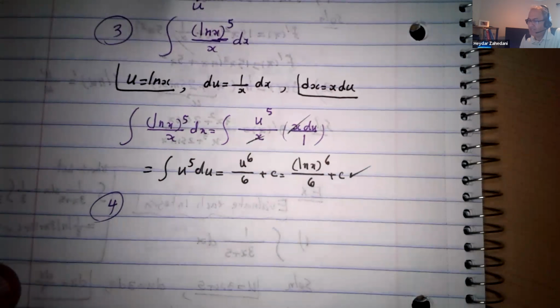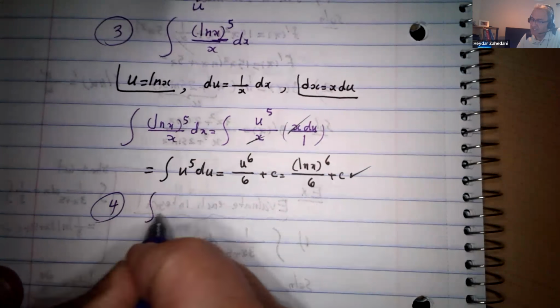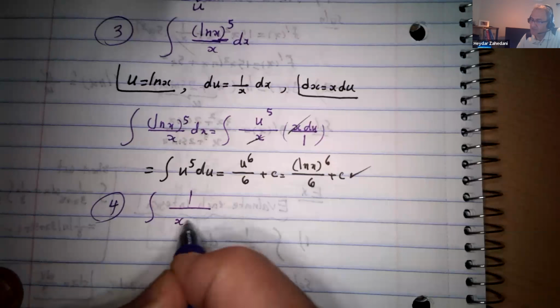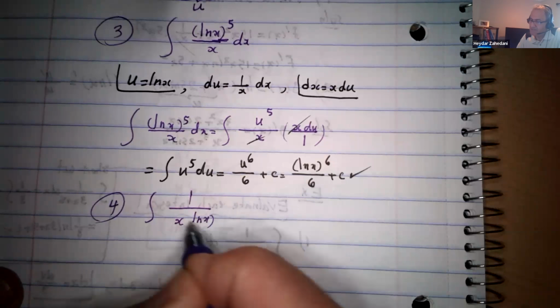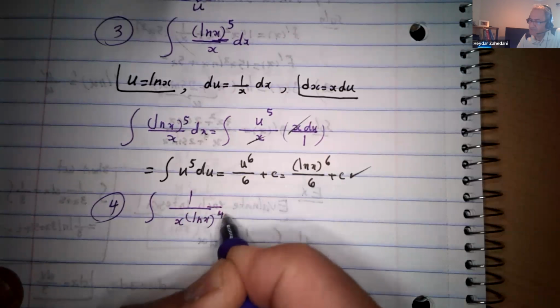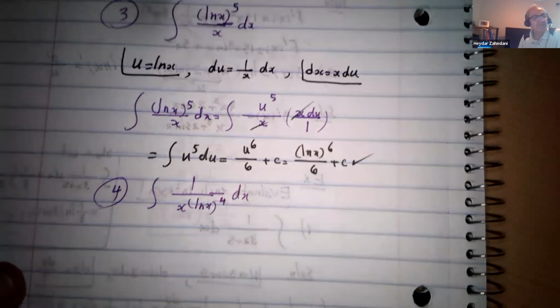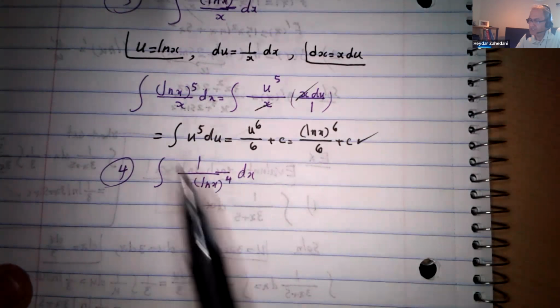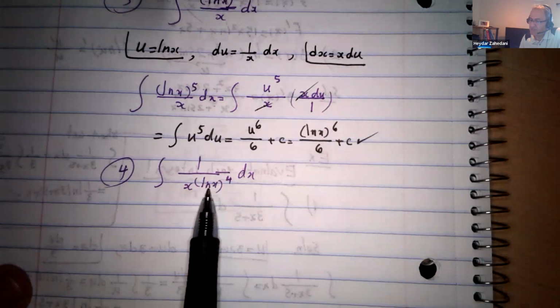Now, the way we like it in calculus later on is when this is done here. So this is another format, much more popular. So the 1 over x ln x to the 4th in the denominator. The solution is going to be the same. You take the u to be ln x again.